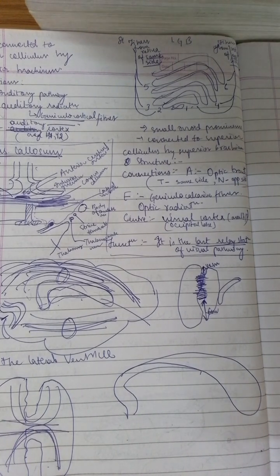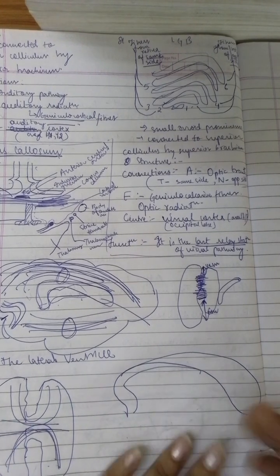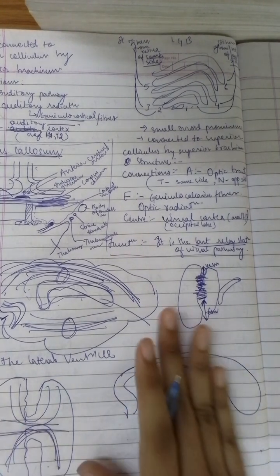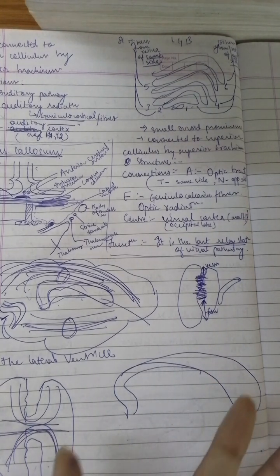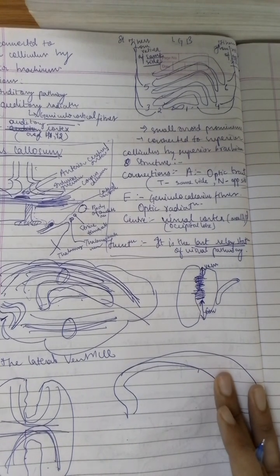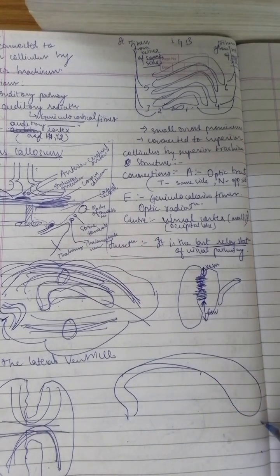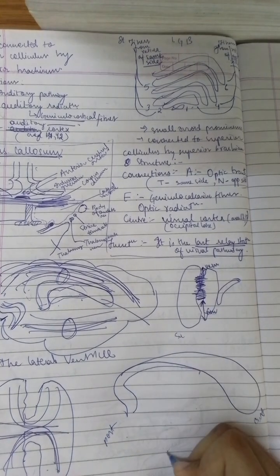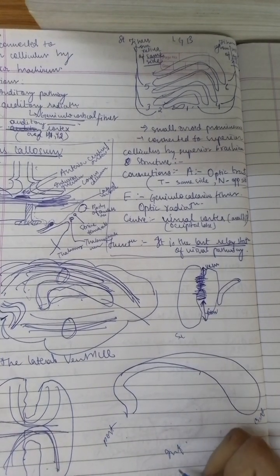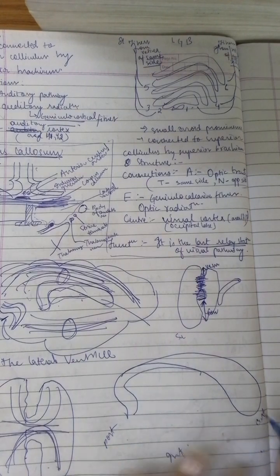So the parts of the corpus callosum, which is very simple, you can do it quickly. I have drawn it. This is the left hemisphere, so this is the anterior end and this is the posterior end. This is superior, this is inferior. Now we are going to learn the parts. There are 4 parts.